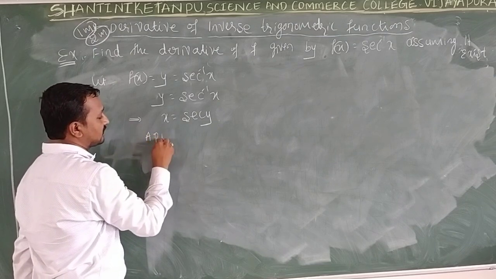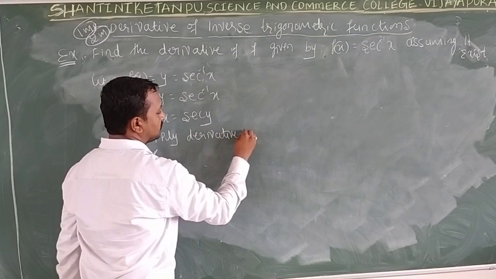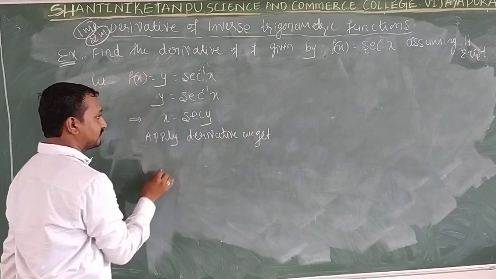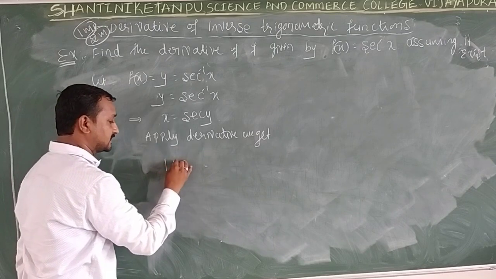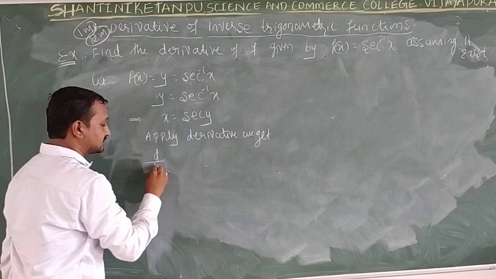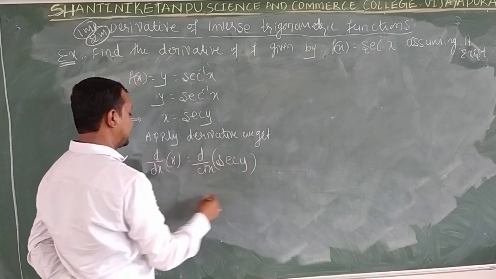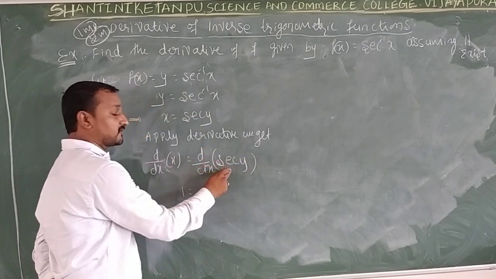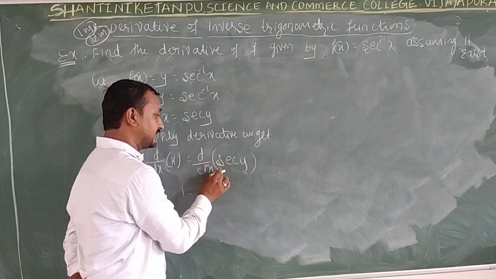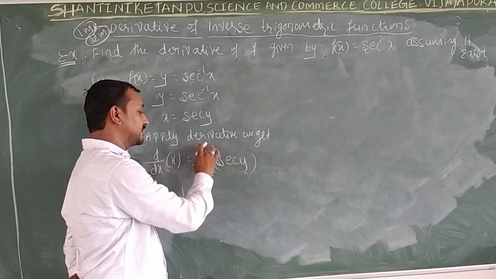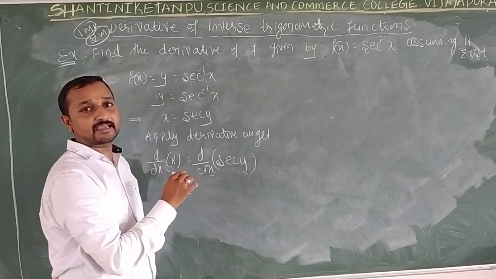Then apply the derivative. This is an implicit function. Apply the derivative. The derivative of x is 1, so I can write d by dx of x equals d by dx of sec y. Derivative of x should be 1, we already know that. Already we know the formula for d by dx of sec x, but here d by dx of sec y is there.